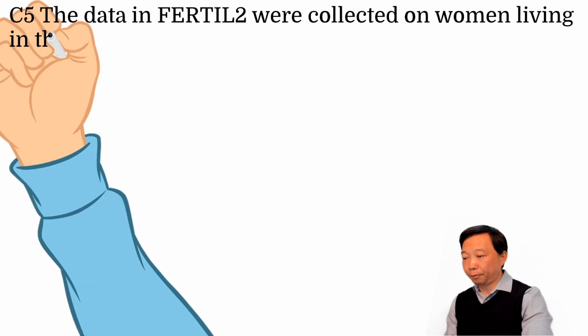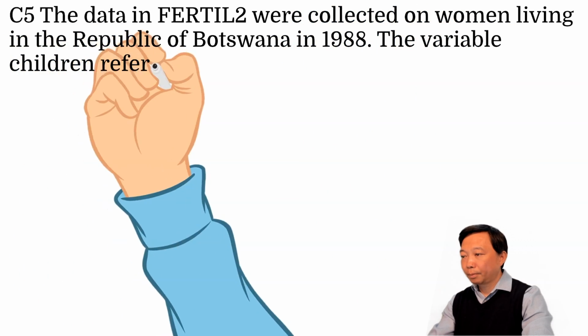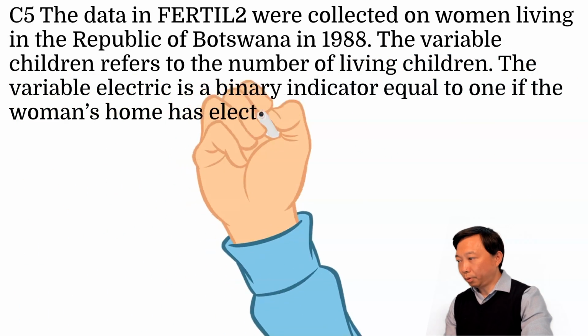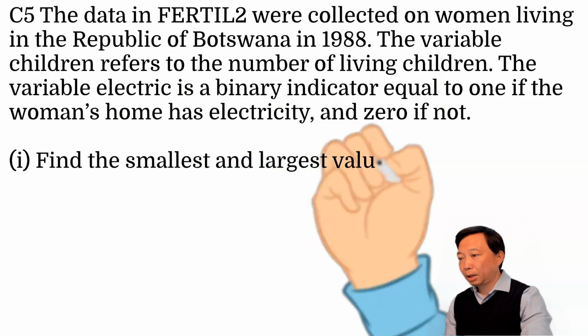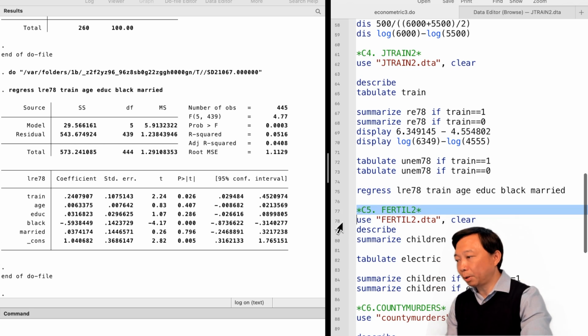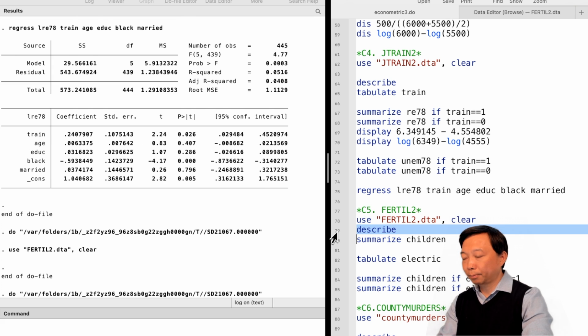Computer exercise 5. Here's the fifth computer exercise. The data in Fertil2 were collected on women living in the Republic of Botswana in 1988. The variable children refers to the number of living children. The variable electric is a binary indicator equal to 1 if the woman's house has electricity and 0 if not. Find the smallest and the largest values of children in the sample. What is the average of children?